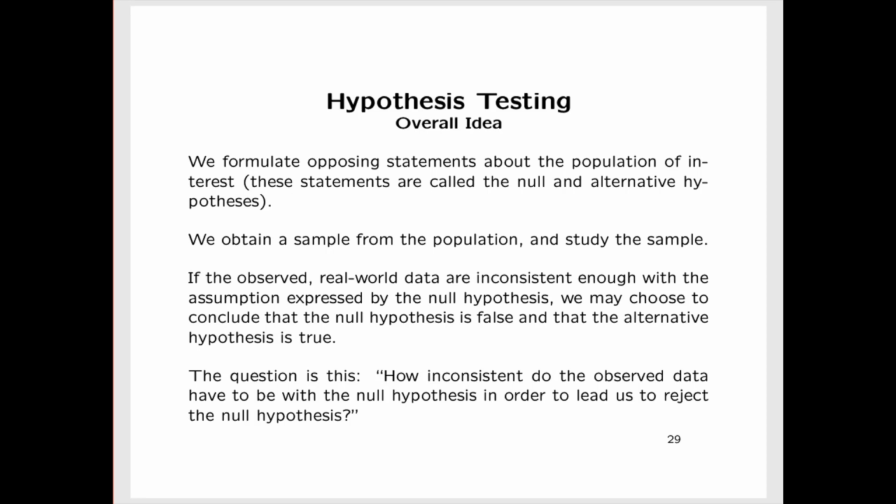Now, if the observed real-world data are inconsistent enough with the assumption expressed by the null hypothesis, then we may choose to conclude that the null hypothesis is in fact false and that the alternative hypothesis is true. Now, the question is, how inconsistent do the observed data have to be with the null hypothesis in order to lead us to reject that null?